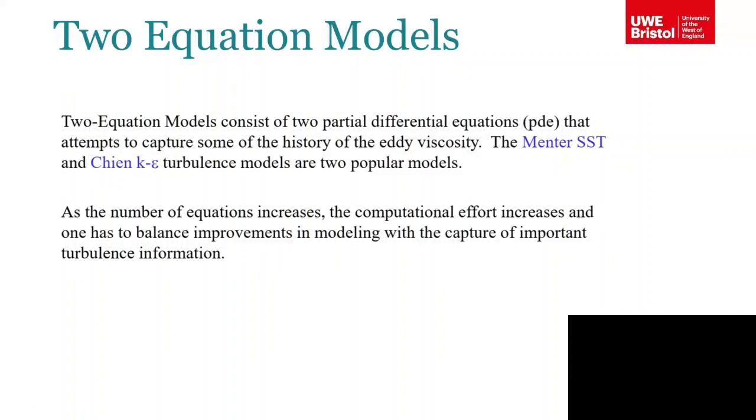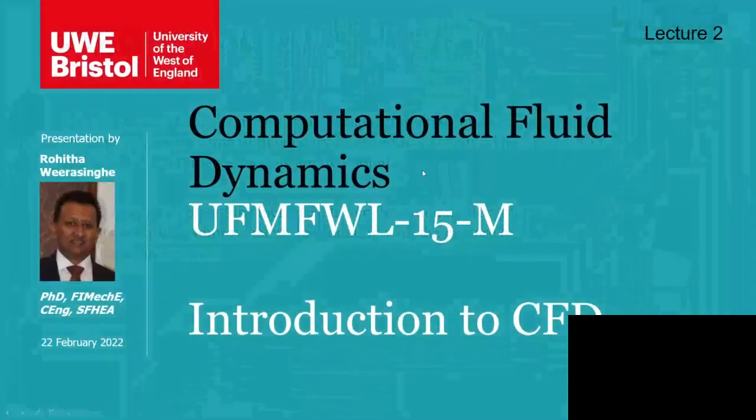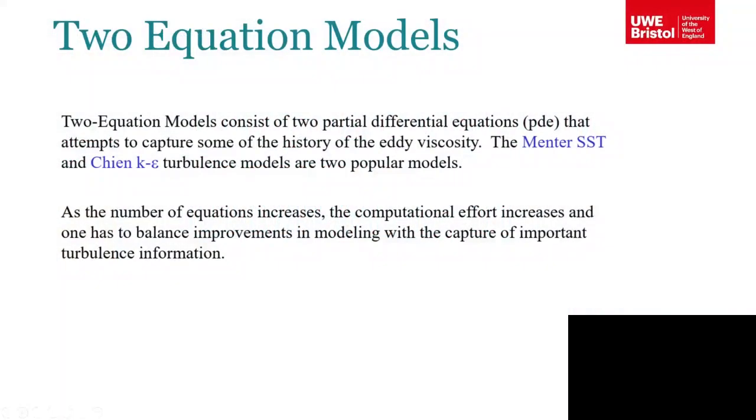Then you have two equation models, for example the k-epsilon model, the k-omega model, and the SST model. The SST model is also a two equation model, but it uses k and epsilon differently to the k-omega and k-epsilon models. So that's where we stop the discussion of turbulence models. Do you have any further questions before I move to the next lesson?